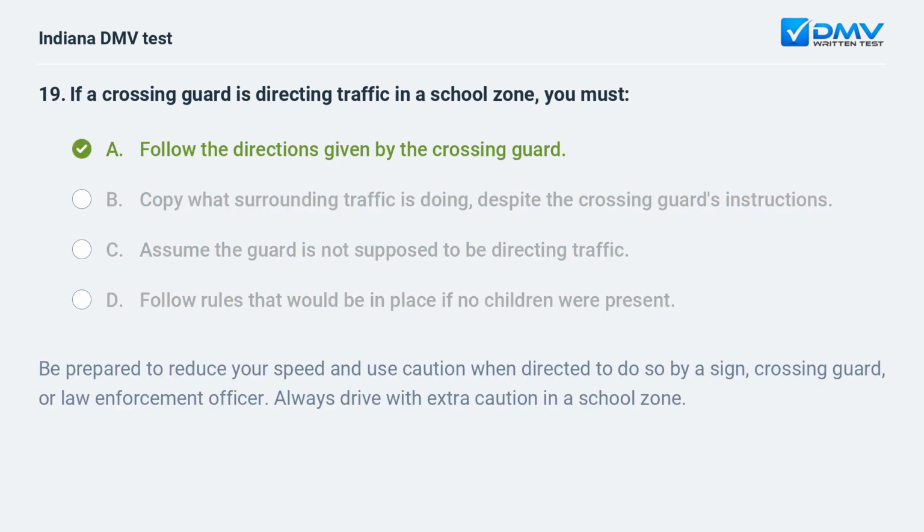A. Follow the directions given by the crossing guard. Be prepared to reduce your speed and use caution when directed to do so by a sign, crossing guard, or law enforcement officer. Always drive with extra caution in a school zone.